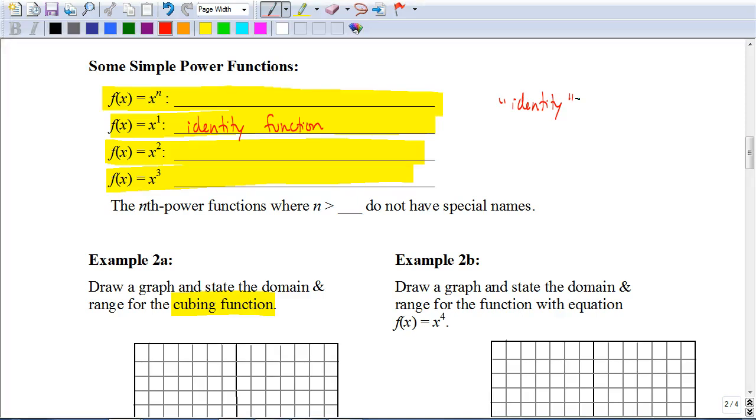For example, the identity property of addition is that we would add 0, because 5 plus 0 would stay as 5. The identity property for multiplication is that we'd multiply that number times 1, so 5 times 1 would stay 5. The identity property here with exponents is that our exponent would be to the first power, because 5 to the first power would be 5. So that's why we call this the identity function, because the numbers we put in there for x stay the same. X squared, well, if it's squared, we'll call that the squaring function.